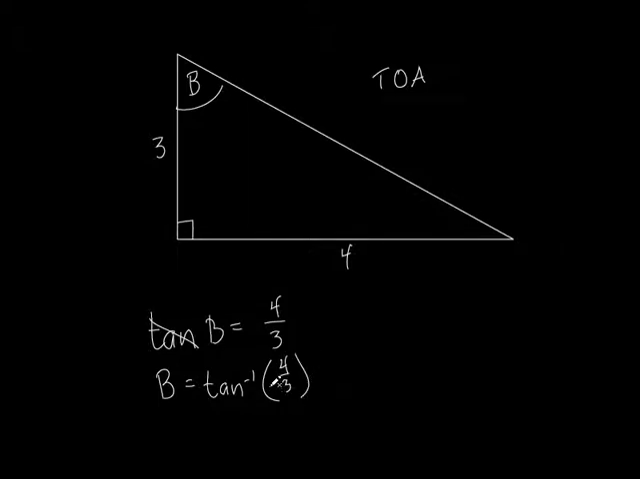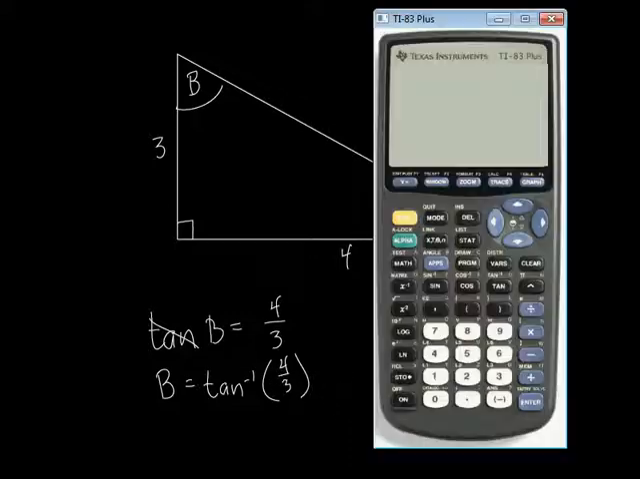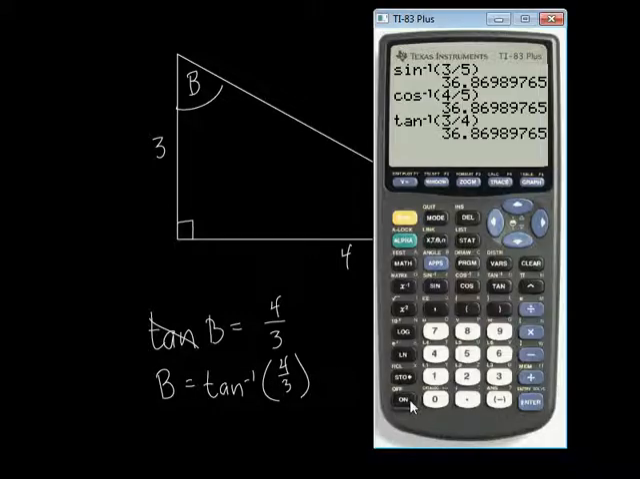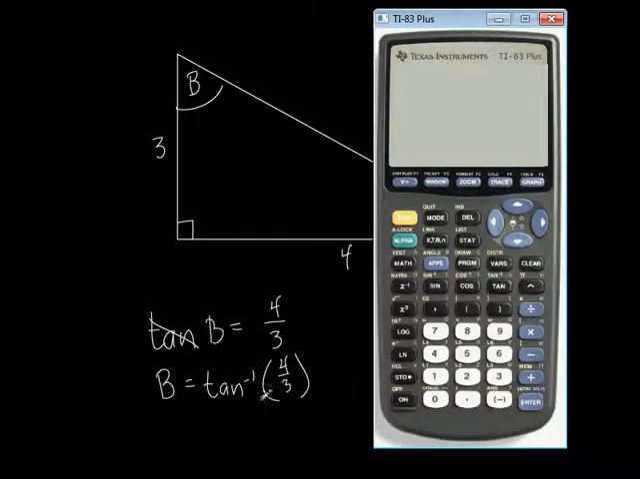We've done this like 4 times now. You should be catching on a little bit now, right? So now let's figure out what we get. Let's clear it. Let's go second function tangent. That's inverse tangent of what? 4 divided by 3. Let's see what we get. What do you think we're going to get?